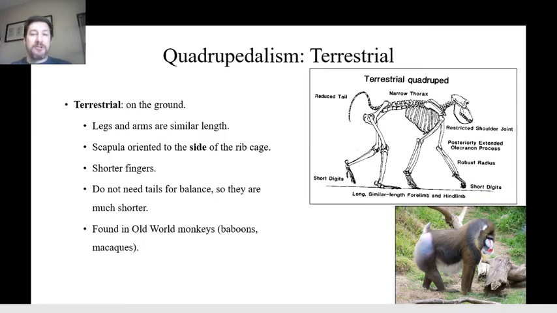Okay, then we have terrestrial quadrupedalism. And terrestrial just means, of course, on the ground, on terra. And so this is plain old walking around on the ground on four limbs, just like most mammals do.